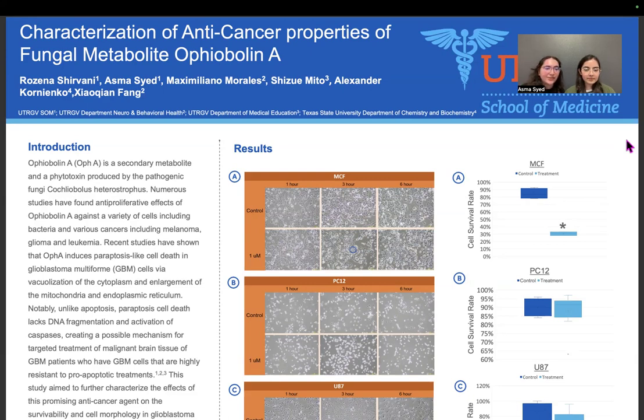Recent studies have shown that OPH-A induces paraptosis-like cell death in glioblastoma multiforme cells via vacuolization of the cytoplasm and enlargement of the mitochondria and endoplasmic reticulum. Notably, unlike apoptosis, paraptosis cell death lacks DNA fragmentation and activation of caspases, creating a possible mechanism for targeted treatment of malignant brain tissue of GBM patients who have GBM cells that are highly resistant to pro-apoptotic treatments.